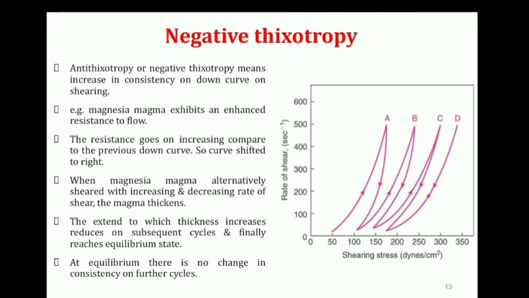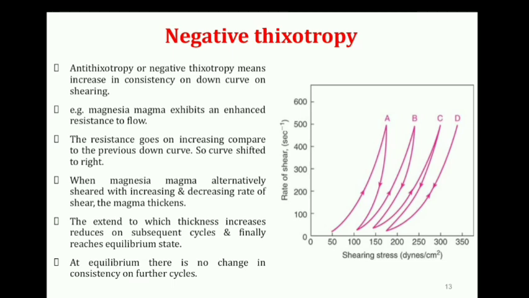So negative thixotropy will obviously be exactly opposite. At rest it will be a sol, at equilibrium instead of sol it will be a gel, and when it is kept aside, upon shearing, again it will revert back to its original state, that is sol. Now let us discuss the examples and mechanism.